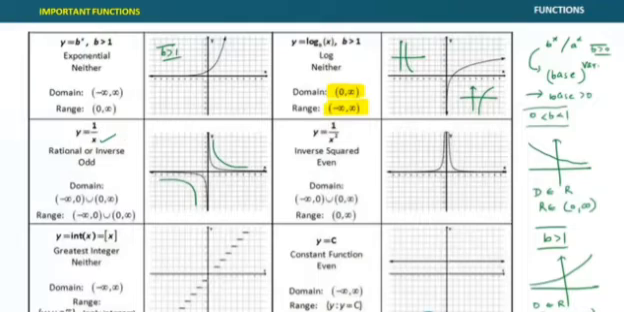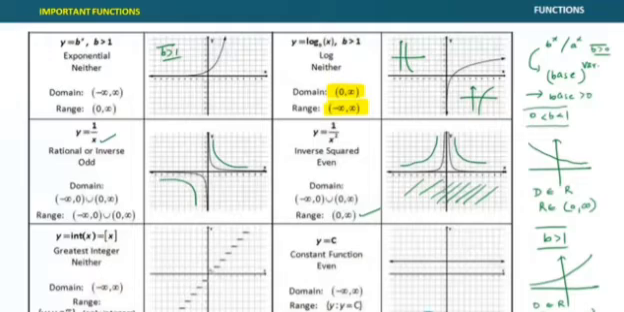You cannot get 0. For y equal to 1 by x square, the shape is something like this, right? You cannot again put x equal to 0, but the range now would be only positive numbers, right? You can see that the graph is not in the lower portion, so you will not get any negative answer.